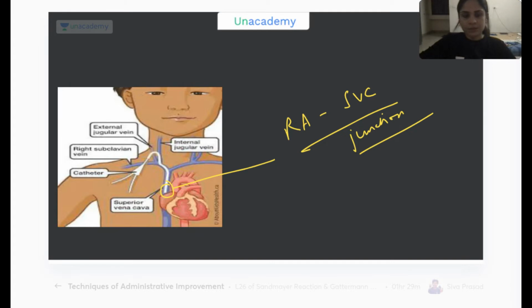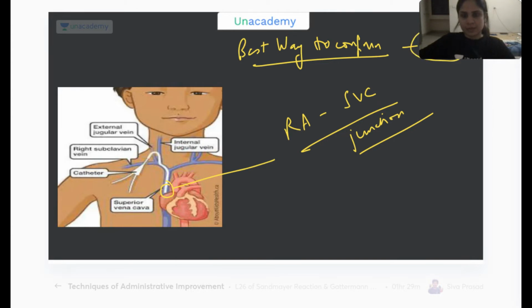Clear? Okay. Now, what is the best way to confirm the presence of the IJV line or the central venous pressure line in the IJV? Best way to confirm presence of the line in the right place. Okay, in the chest X-ray. Absolutely correct.